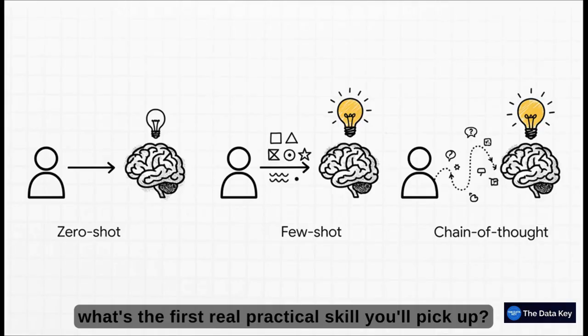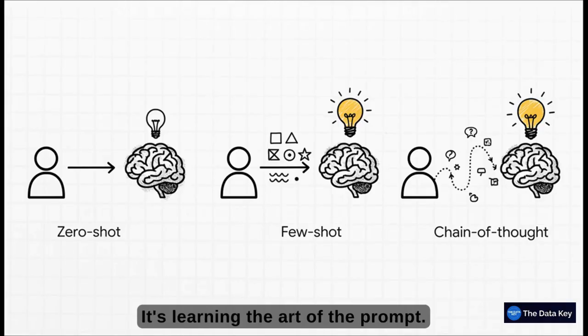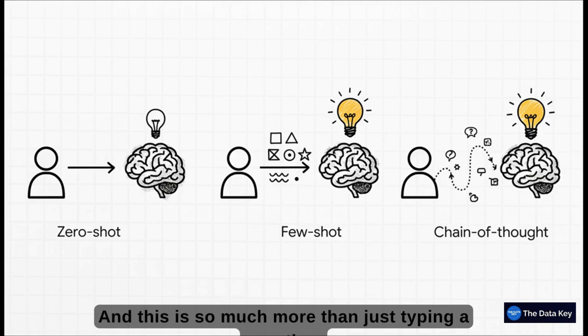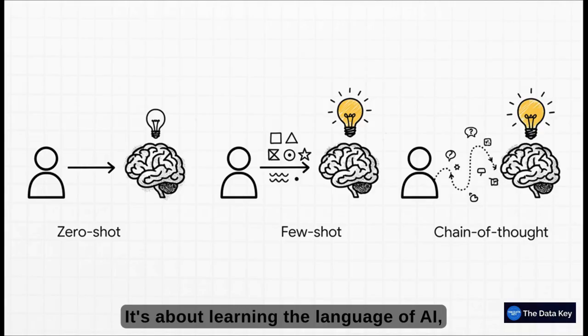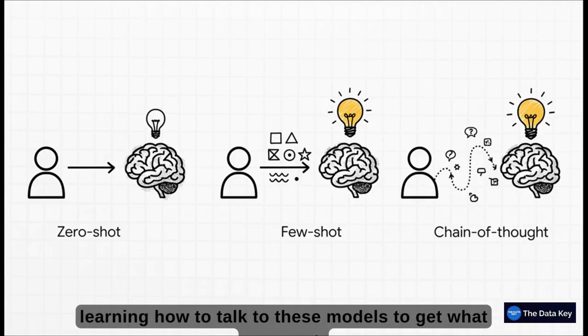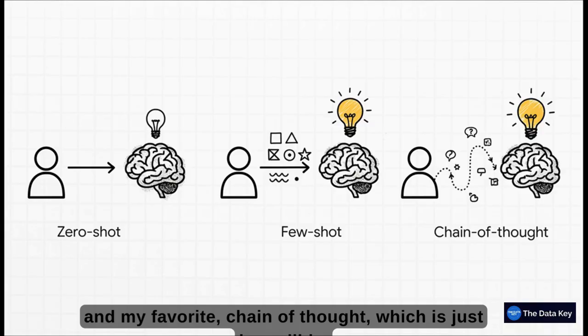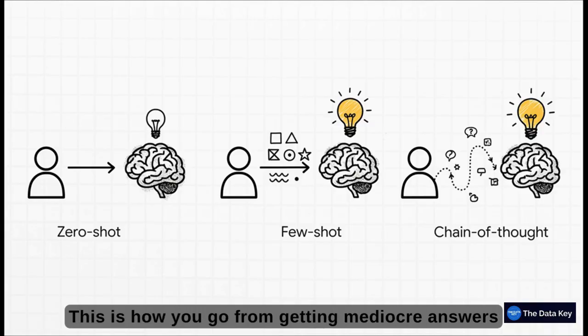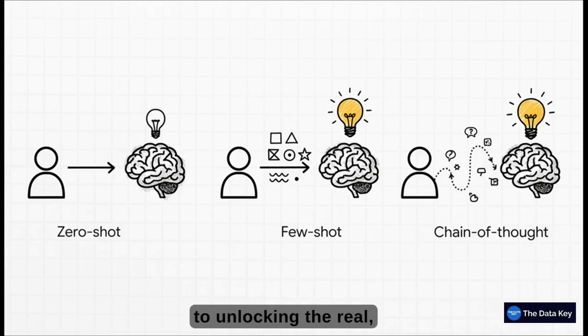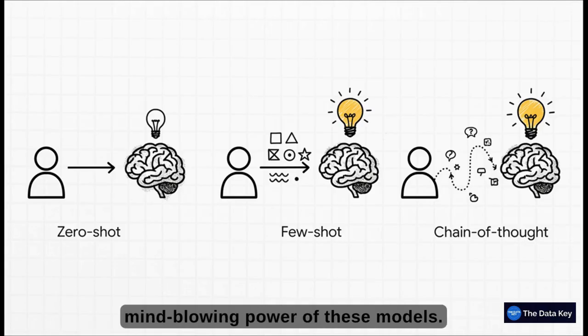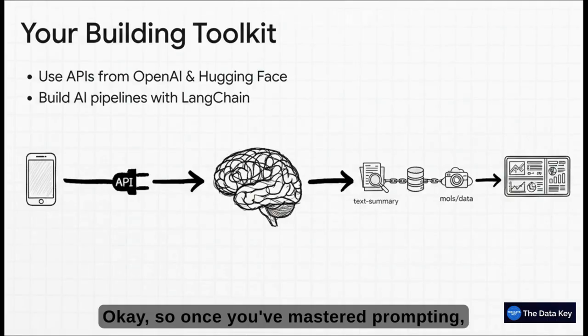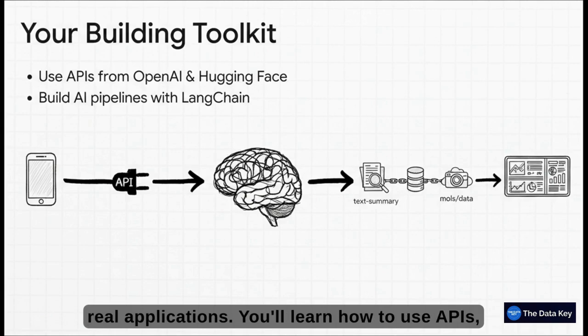So, what's the first real practical skill you'll pick up? It's learning the art of the prompt. And this is so much more than just typing a question into a box. It's about learning the language of AI, learning how to talk to these models to get what you want. You'll learn these almost magical techniques like zero shot and few shot prompting, and my favorite, chain of thought, which is just incredible. This is how you go from getting mediocre answers to unlocking the real mind-blowing power of these models.